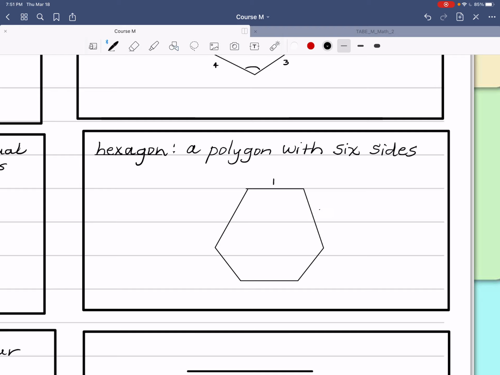It has 1, 2, 3, 4, 5, 6 sides, and therefore how many angles? You got it. 6 angles. That's a hexagon. It's a pitiful hexagon, but it's a hexagon. It is not a regular hexagon.